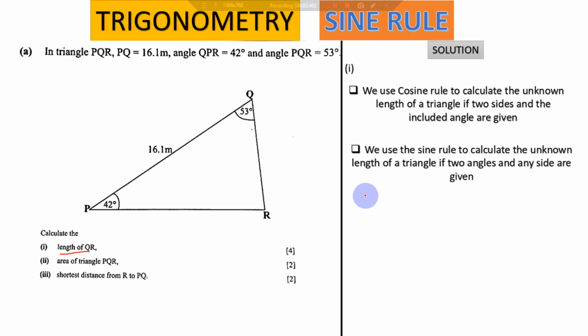So how do we write the sine rule? First of all, we write down the sides. This side will be represented by small letter p, and the other side here will be represented by small letter r. Then here it will be represented by small letter q. Having done that, now we can write down the formula for sine rule.